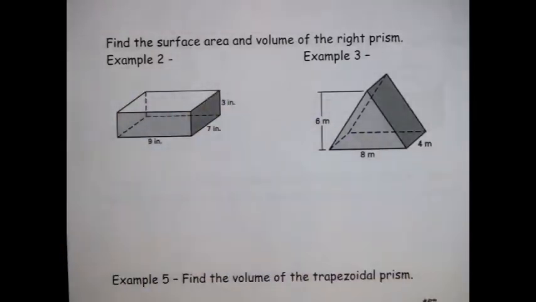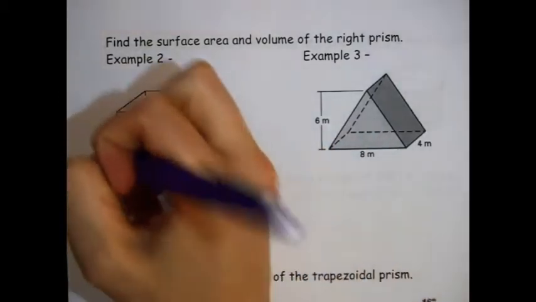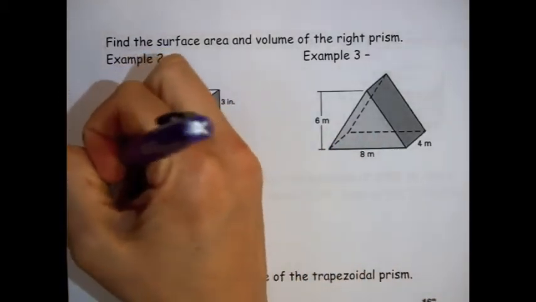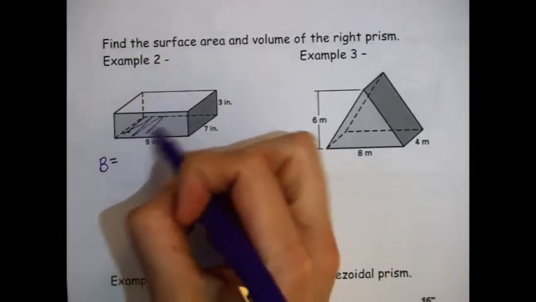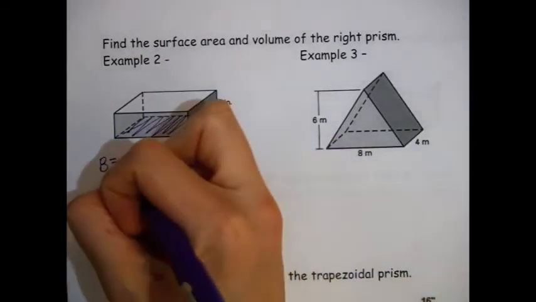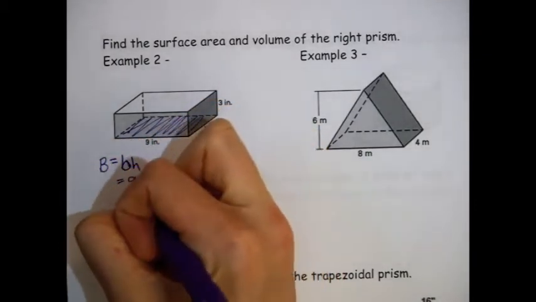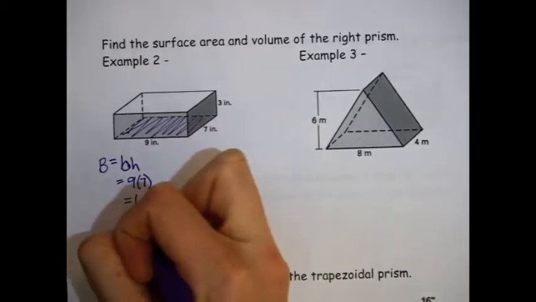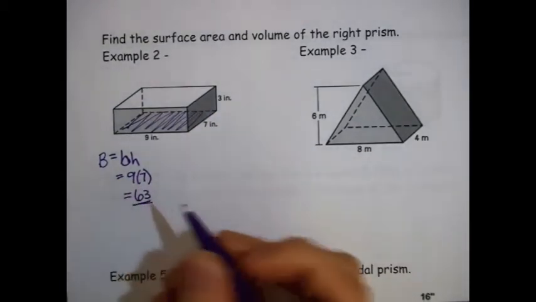Find the surface area and volume of the right prism. Now, my surface area, I have to find the lateral area. It's always good to start with the area of your base. If you look carefully, my base is this rectangle. So area is base times height, which is 9 times 7, and 9 times 7 is 63. So I'm going to use that.